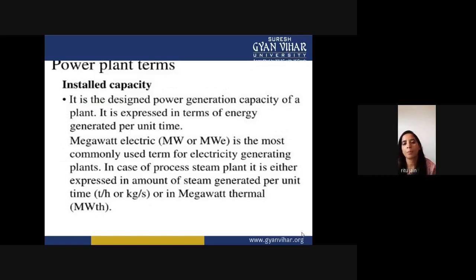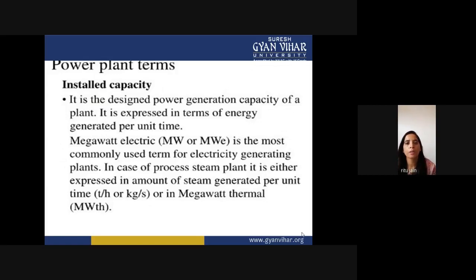Now we come to the power plants. First we have to understand how we will decide the capacity of a power plant. It depends upon your load demand. How much load is connected through this power plant, how many appliances are connected to this power plant, and how much future analysis we do, that is, how many appliances are going to be connected in future.